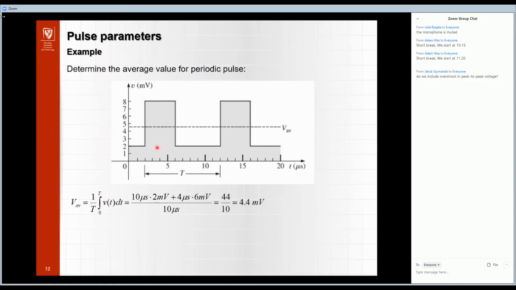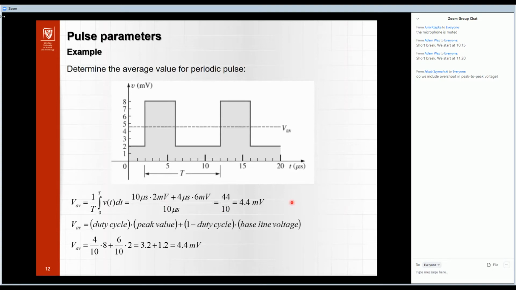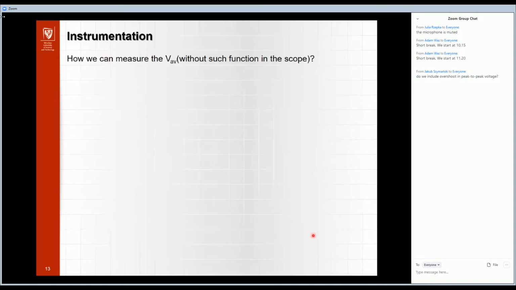So we have here the 6 milliwatt and time equal 4 microseconds. As a result, we obtain 4.4 milliwatts. And now, from the second method, duty cycle multiplication by peak value. Peak value, we have here 8 milliwatts, and duty cycle is 4/10, and also we calculate the second form, 1 minus duty cycle multiplication by baseline, and as a result we obtain the same value.